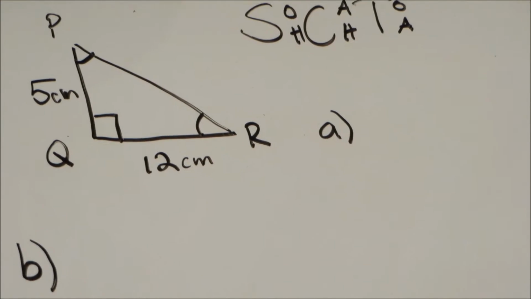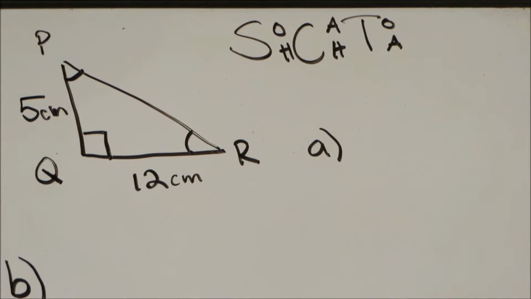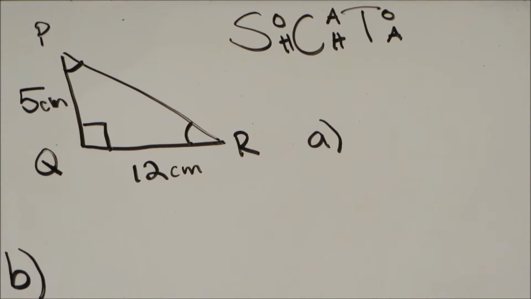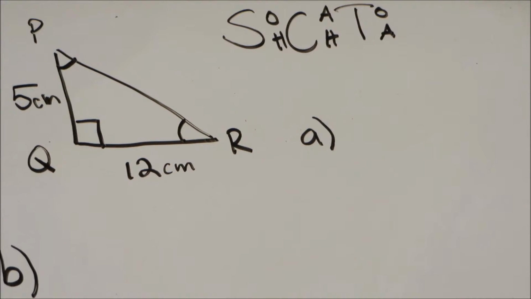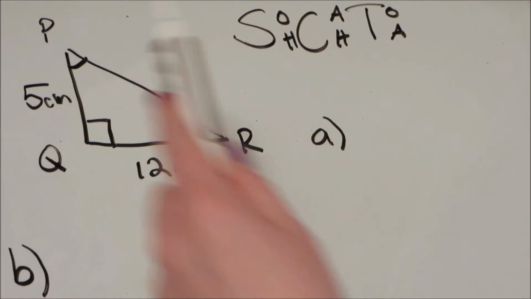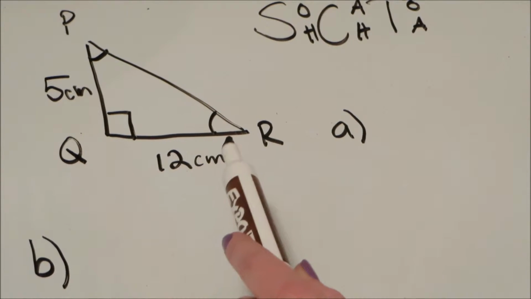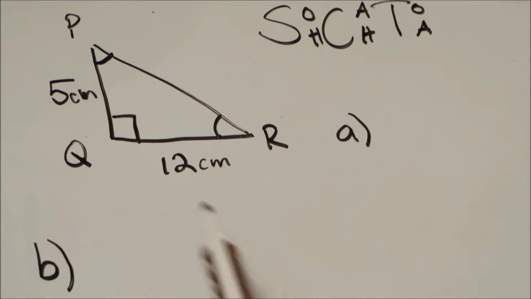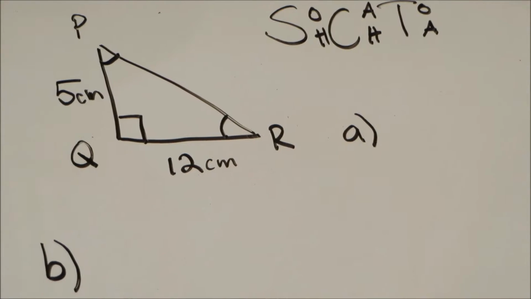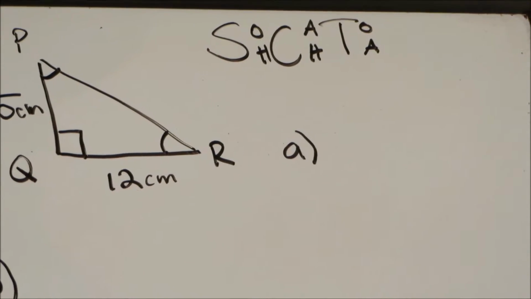So now we're going to jump to 475, where we're going to do number 38, which says, consider right triangle PQR with side lengths PQ is equal to 5 centimeters, QR is equal to 12 centimeters, and angle Q is 90 degrees. First, for A, it says determine the length of side PR.